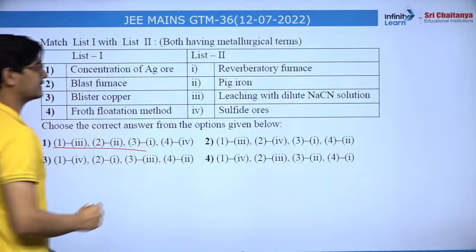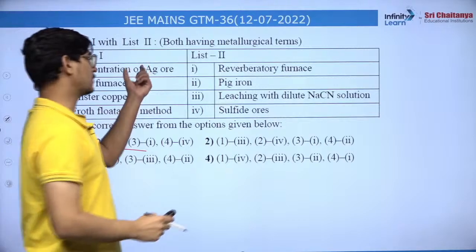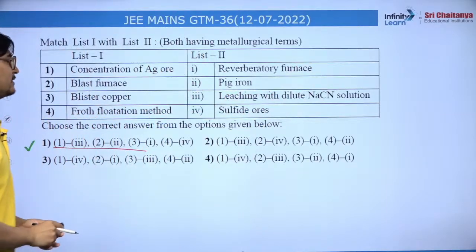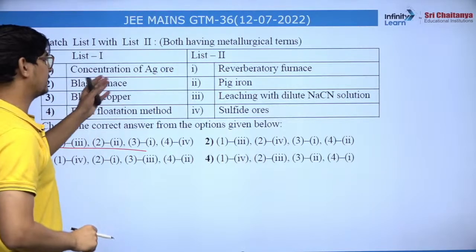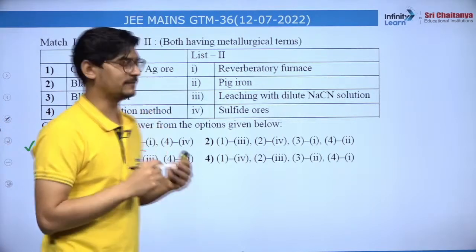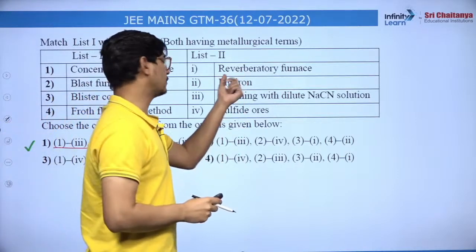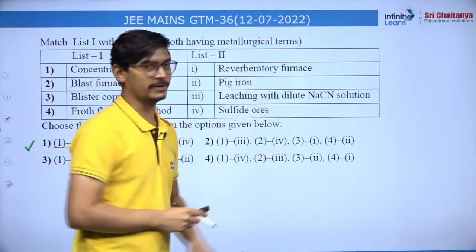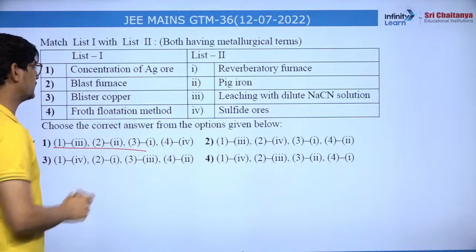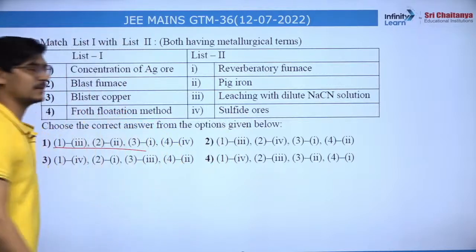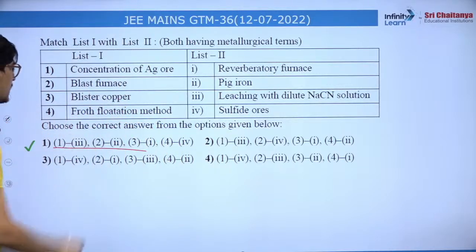Concentration of silver, yes, leaching with dilute NaCN, right? It forms a complex [Ag(CN)2]-, and then later it is displaced by zinc, which acts as a reducing agent. Blast furnace gives pig iron as the first product. Blister copper, right? In the extraction of copper, we carry out the roasting in a reverberatory furnace. And the froth flotation method is used for the concentration of sulfide ores. So it is simple matching.